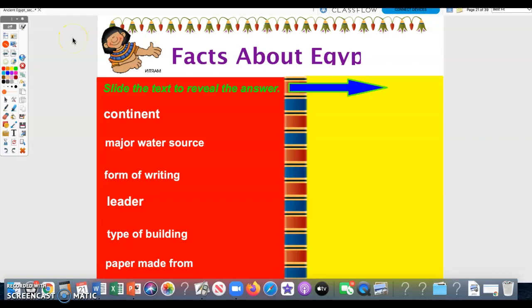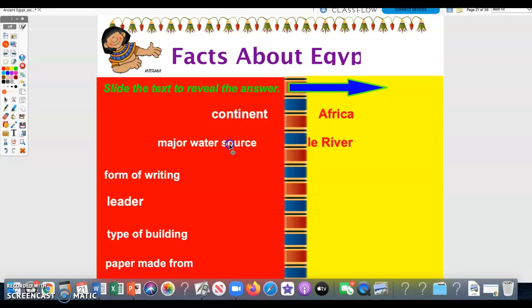Okay, friends, now that we've been studying about ancient Egypt for a few weeks now, I am going to test your knowledge. So, starting with the continent where we find the country of Egypt. If you said Africa, you are correct. It's actually a country in northern Africa, northeastern Africa. All right, the major water source that flows from the northern part of the country all the way to the southern part of the country. If you said the Nile River, you are correct.